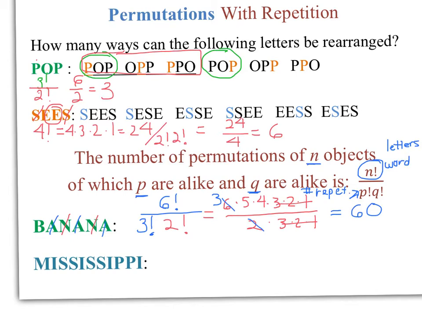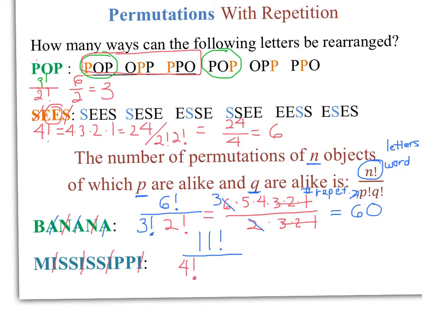Hooey! Okay, then we have the queen of all words, Mississippi. Okay, so how many letters do we have there? If we count it out, we have 11. So that's going to be 11 factorial over, then we want to count all our repetitions. So let's see, I have 1, 2, 3, 4 i's, so I'm going to divide by 4 factorial for the i's.